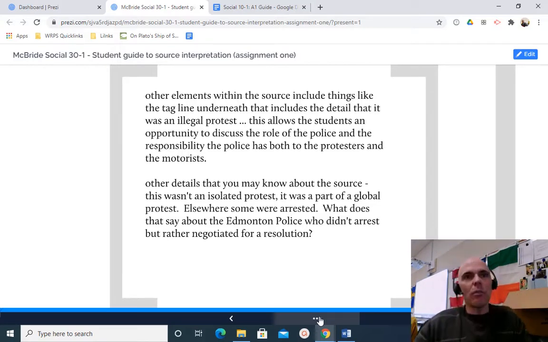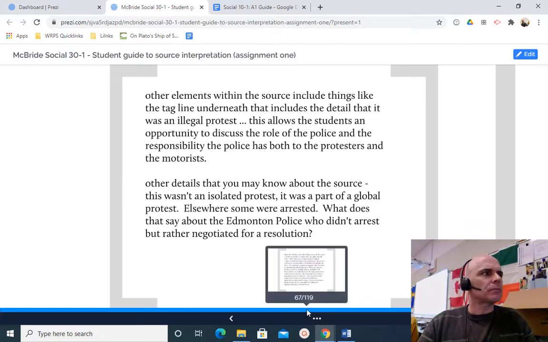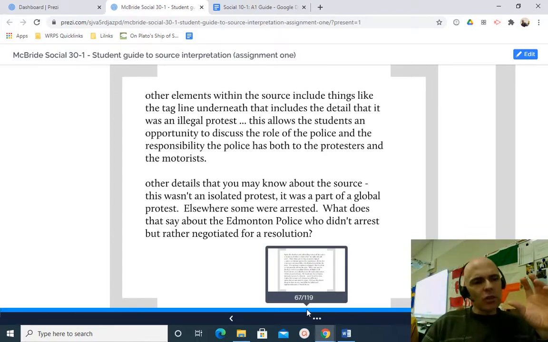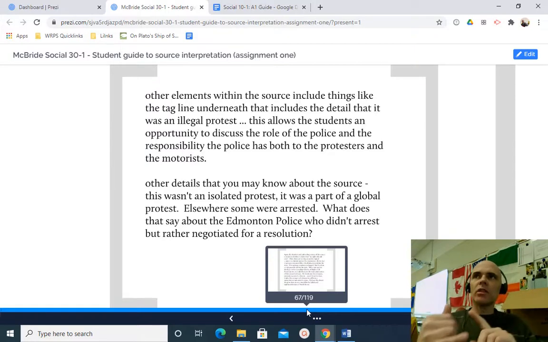So even that is important, because then in Social 30 it says, what is the responsibility of the Edmonton police here? How should the Edmonton police have responded to this problem? So in summary, the first step of A1 is to interpret 3 sources individually. And as you interpret them, you need to look at what's on the page and then why it is there.